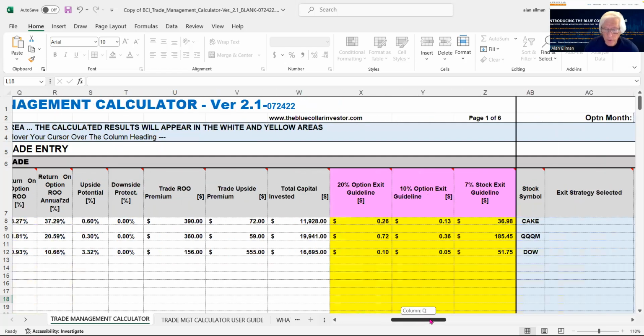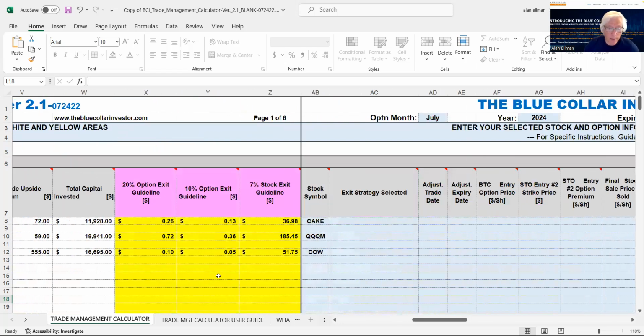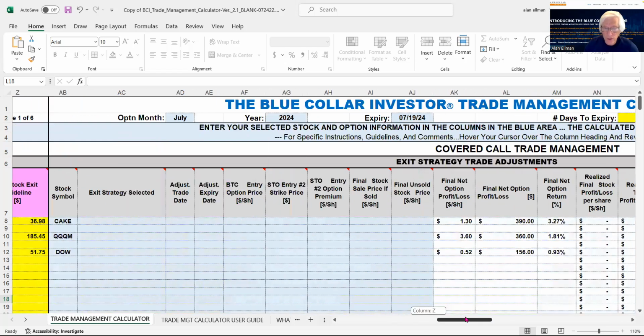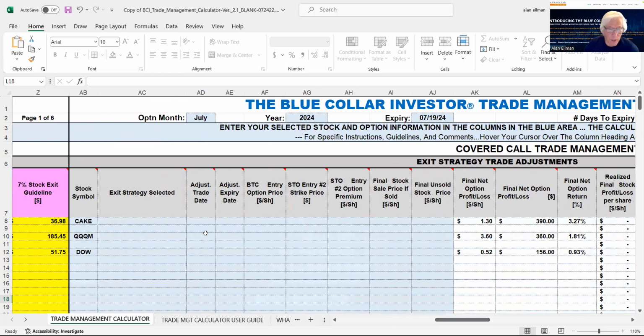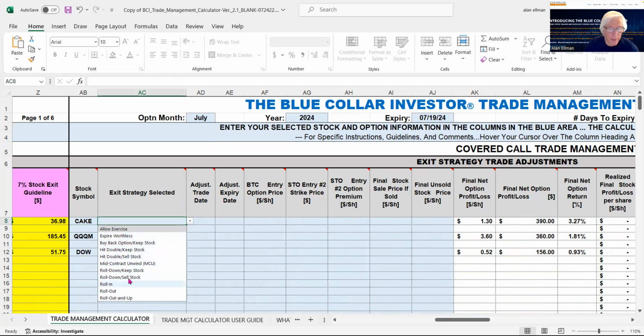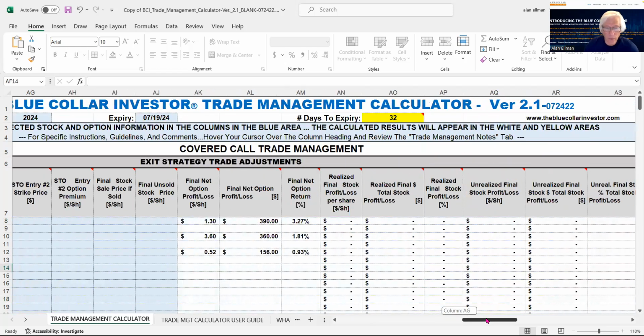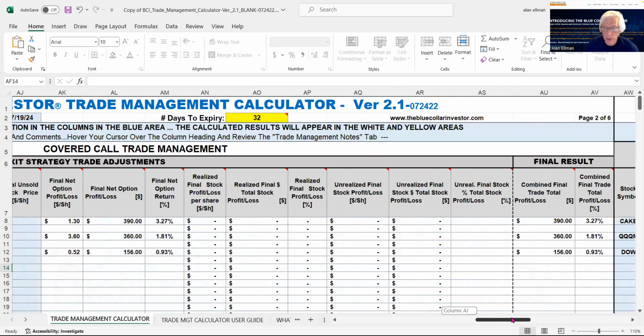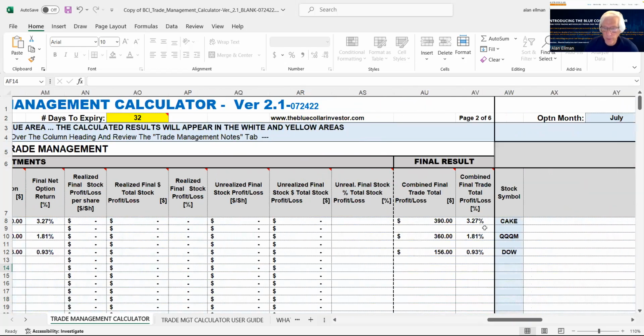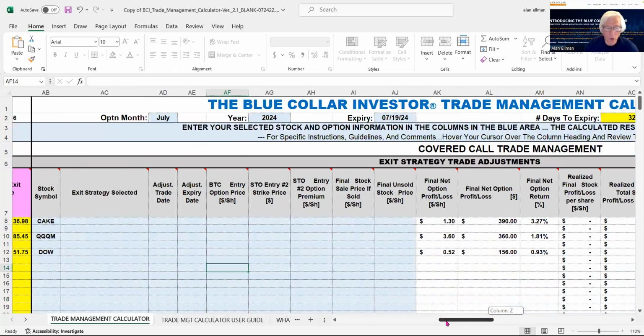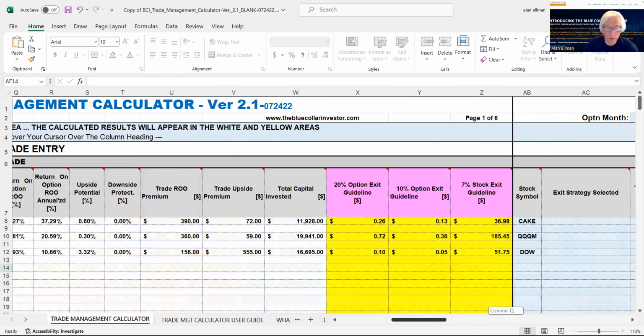Let me scroll a little more to the right. These are our exit strategy buyback price points. That's explained in my books and videos. And then we have this section here, which is for trade adjustments. And for example, you can go to a drop down and select your exit strategy if that opportunity does in fact arise. And then you get your final results over here, post adjusted. For right now, it's just the initial trade that you'll see here, where you see the option returns of 3.27, 1.81, and 0.93. So that's before any exit strategy adjustments, and many times you won't need any.